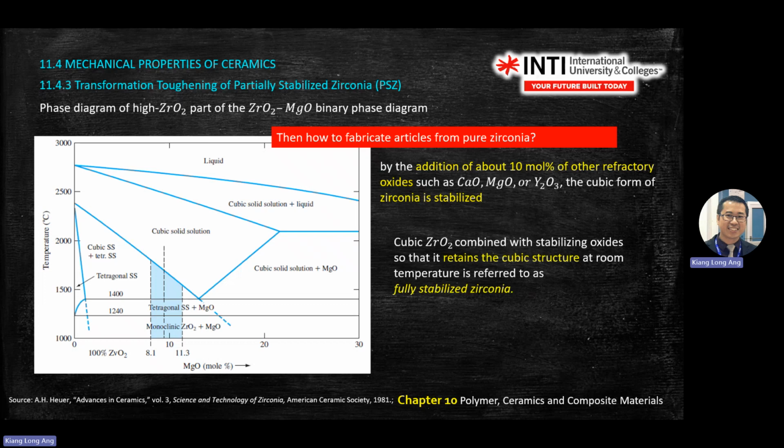Okay, so there is some cheating step here. You can do it by adding some oxide, CaO, MgO, so that the cubic form of zirconia is stabilized. That's why you see MgO here. It's just to stabilize the zirconia. So the reason for this MgO mole percentage here is to stabilize the crystal structure.